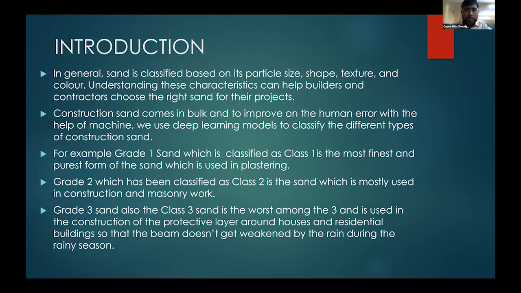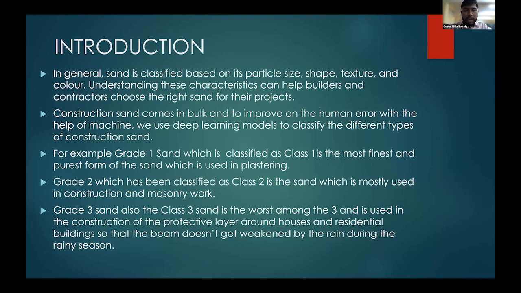To reduce human error and also to save time and effort, we use deep learning models to classify these different sands into different types. For example, grade 1 sand, which is the purest form of sand and the finest sand, is used mostly for plastering purposes.